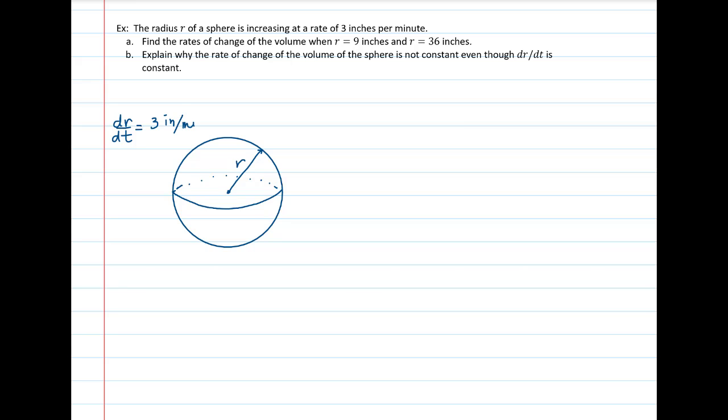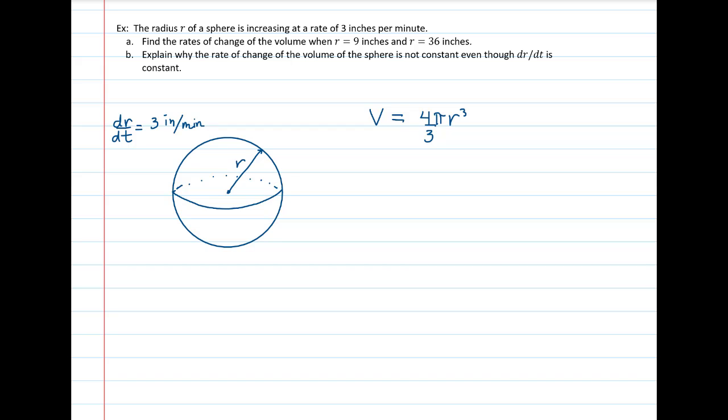So again, after we have our picture, our sketch, we start labeling our knowns and our unknowns. And the first question is find the rates of change of the volume when r is equal to 9 inches and when r is equal to 36 inches. So 2 questions within that first part. Now bring everything together here, all our variables in this volume formula. The volume of a sphere is 4/3 times pi times the radius cubed. Once we have our equation here, we're ready to differentiate with respect to time.